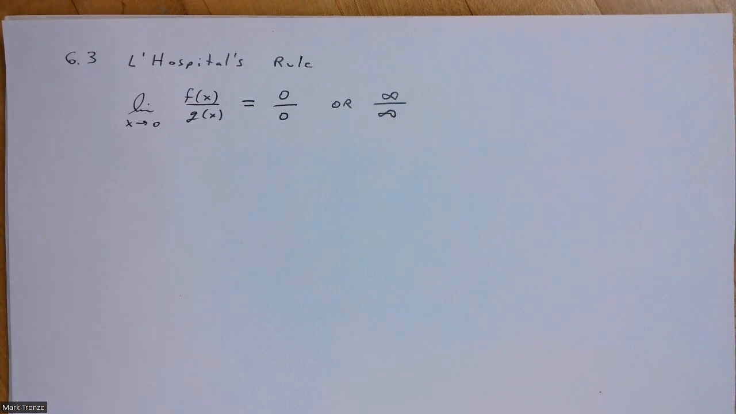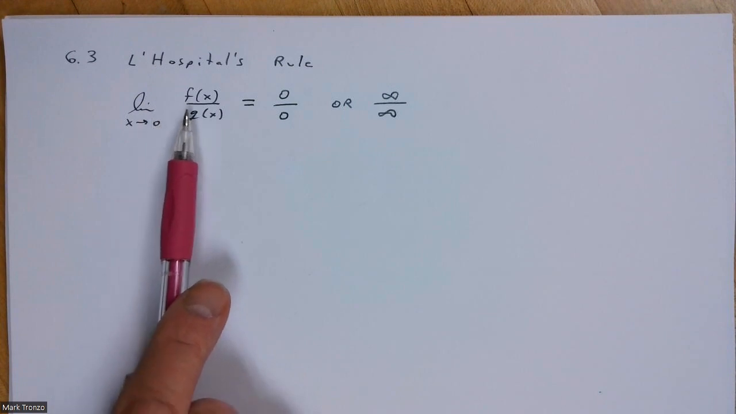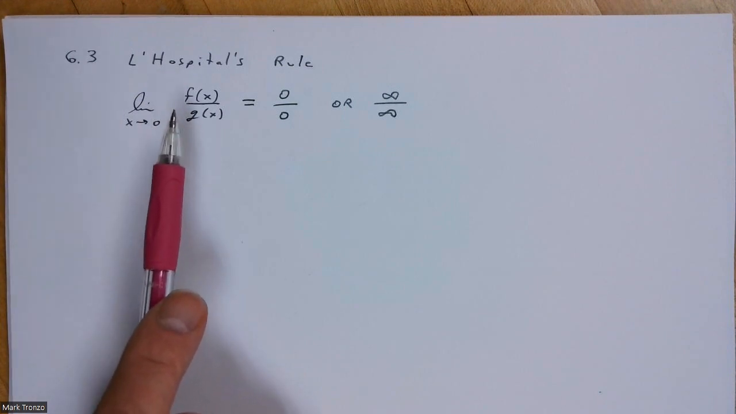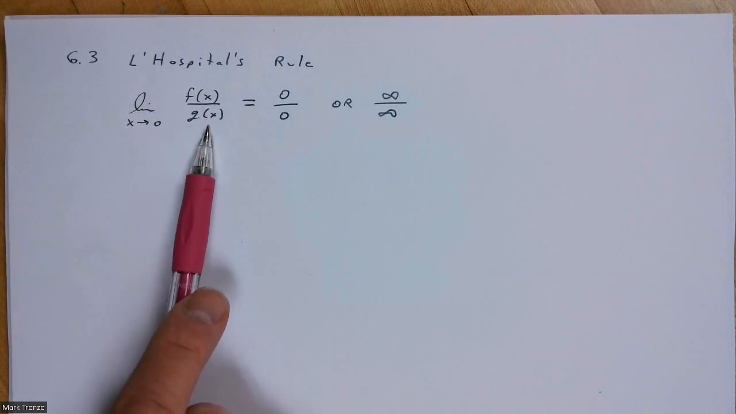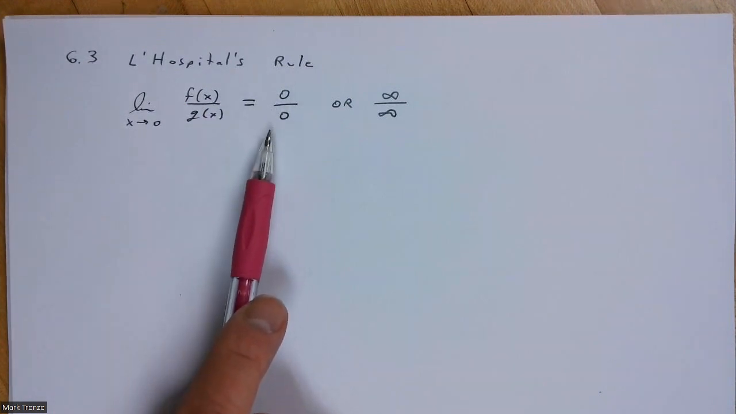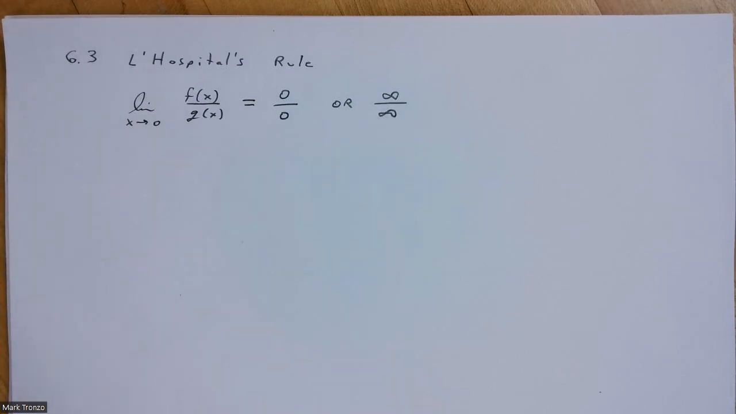In this video, we're going to talk about L'Hopital's rule. L'Hopital's rule handles cases such as this, where you have the limit as x approaches 0 of two functions, one divided by the other, and the limit is 0 over 0 or infinity over infinity. And there are several other cases where you would use L'Hopital's rule to handle this kind of problem.